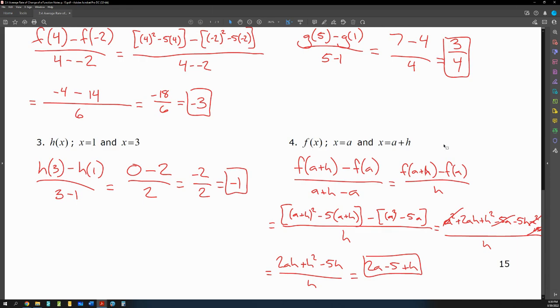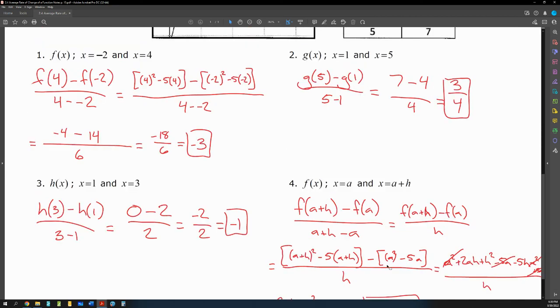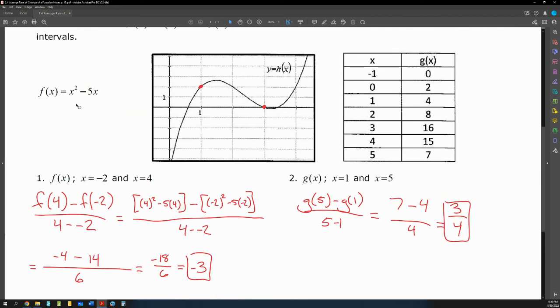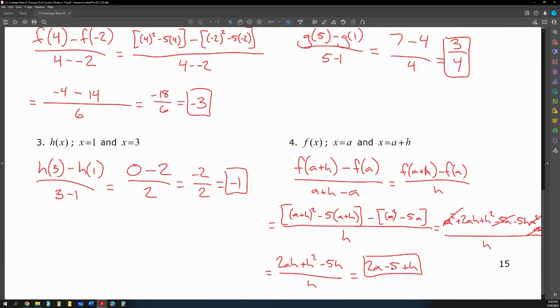Now, I mentioned that as h approaches 0, this quantity represents the derivative of the function at x equals a. So as h approaches 0, the derivative is equal to 2a minus 5, again, for x equals a. And so once we get to calculus, we'll see how to get from this expression to its derivative. We're not going to do a whole lot of examples like this. This was kind of a fun exercise as a challenge in the notes.